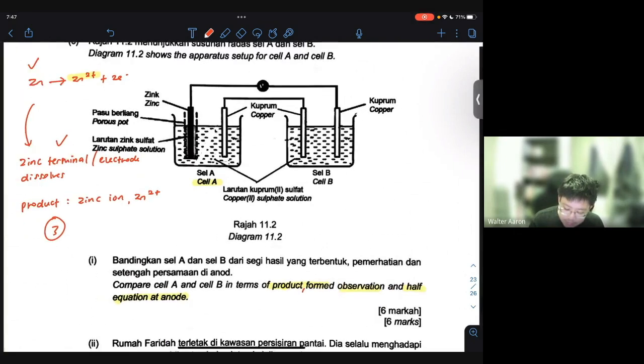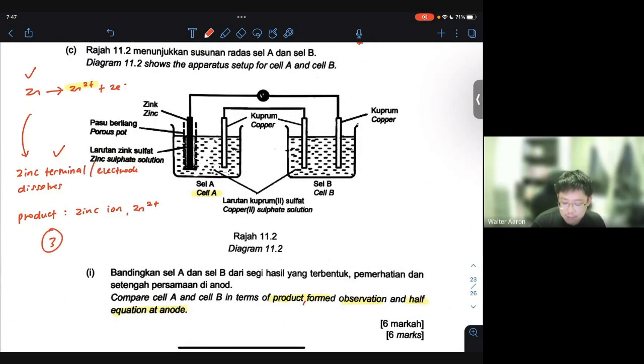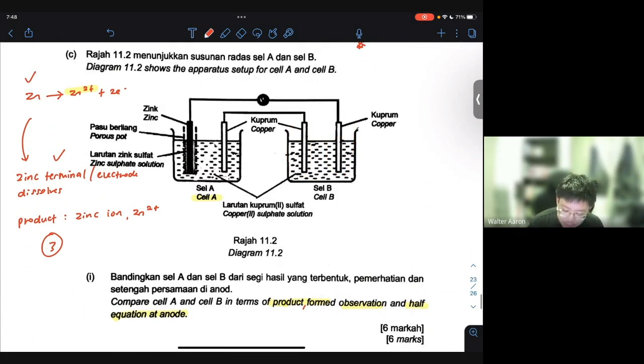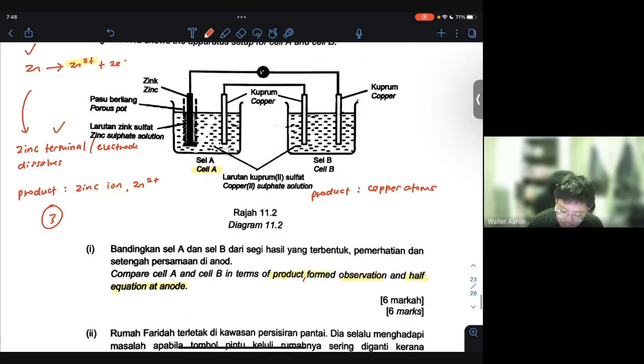And on the right side, what happens is that the product being formed will be technically copper, okay, because you can see here they're using both copper electrodes, but the right side for cell B is actually an electrolytic cell. So I would say that the product in cell B will be copper atoms or solid copper, because later I'll show you the half equation. So for the half equation part, you can just write here copper ions will accept the electrons and they'll form copper atoms. Okay, so you got 2 marks really.